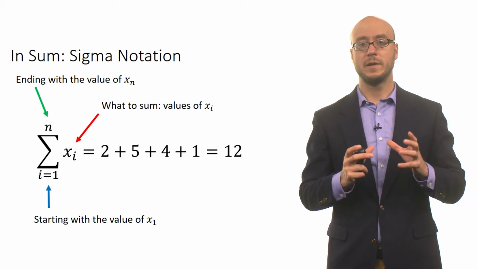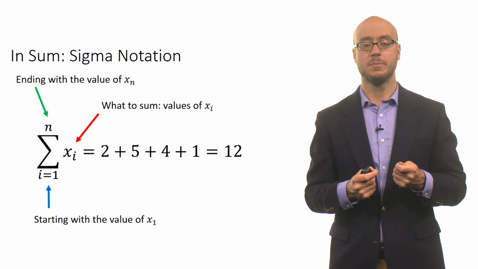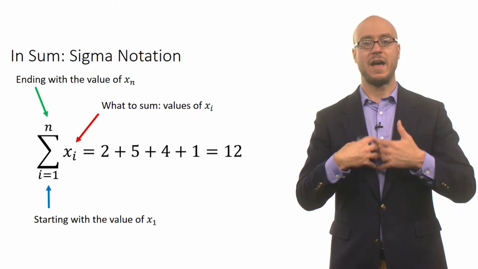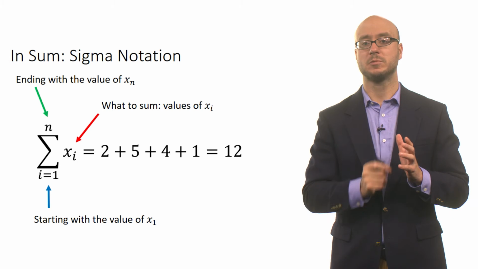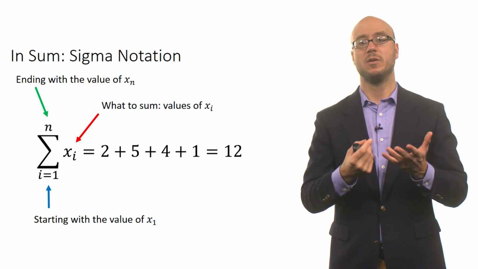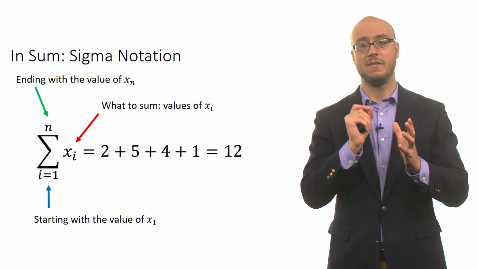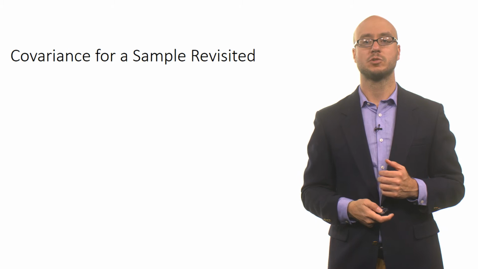Just to recap, sigma is telling us what to sum up, what to add up, and in this case we're adding up the values of x. And it tells us what value of x we start with. So we start with that value that's indexed with i equals 1, and we end with that value of x subscript n. So in this case, since our sample size is 4, we have x subscript 4. And we add up those values, and we get 12.